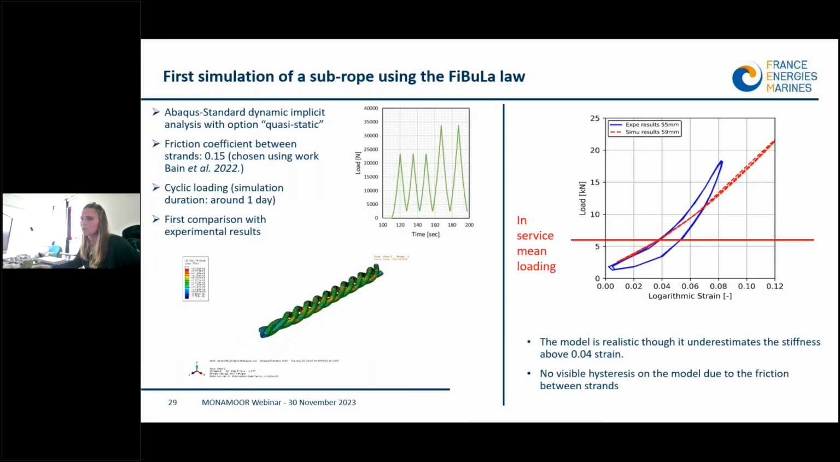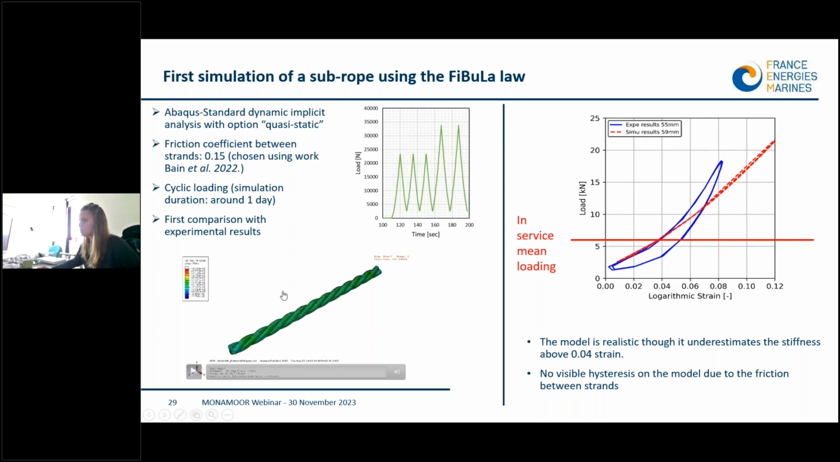So using this law, we could perform the first cyclic test on a subrope. You can see here what we performed, and we could propose a first comparison with experimental data. Here we have the load versus strain. In blue, it's the experimental result, and in red, it's what we obtain with our model.